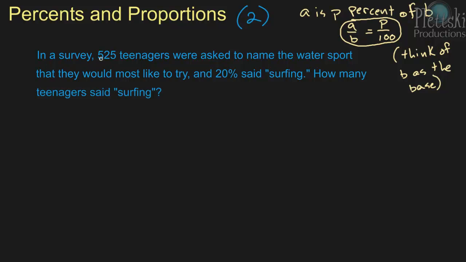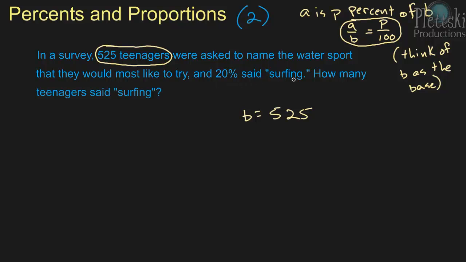In a survey, 525 teenagers were asked to name the water sport that they would most like to try, and 20% said surfing. How many teenagers said surfing? Okay, so we have 525 teenagers. That's going to be our total number. That's how many teenagers were asked. So that's going to be our base. So B equals 525.